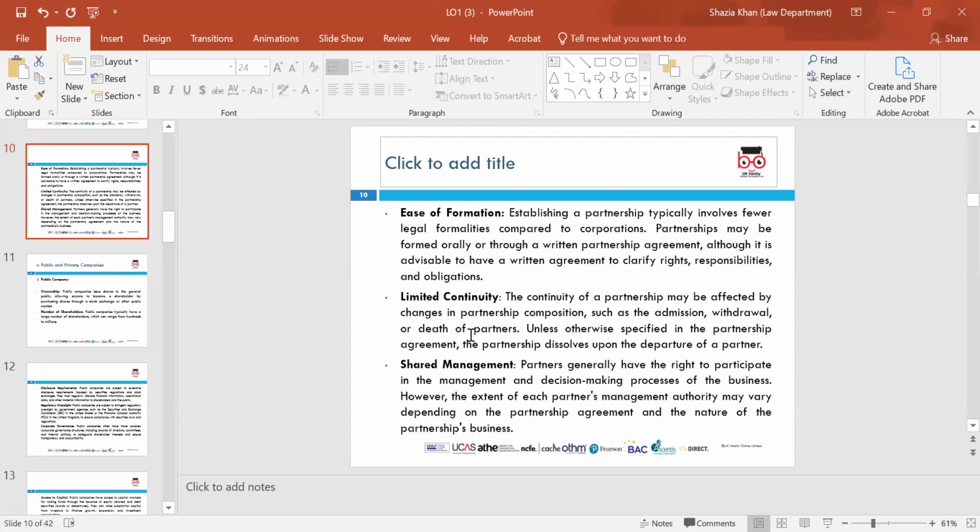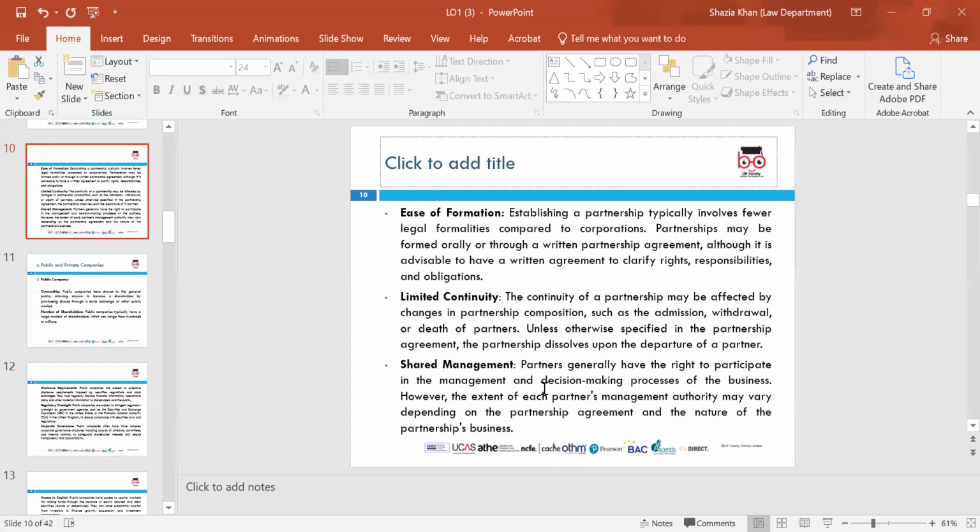Ease of formation. Establishing a partnership typically involves fewer legal formalities compared to corporations. Partnerships may be formed orally or through a written partnership agreement, although it is advisable to have a written agreement to clarify rights, responsibilities, and obligations.